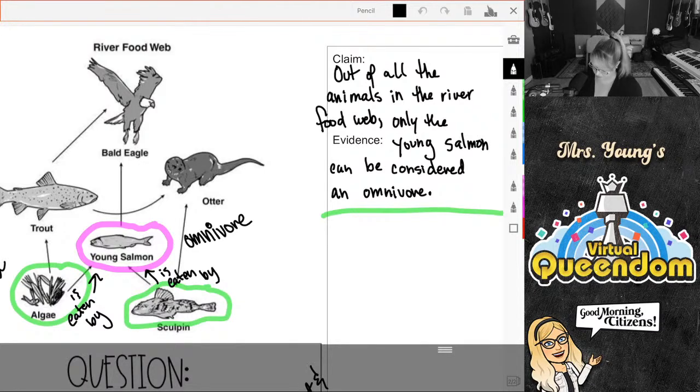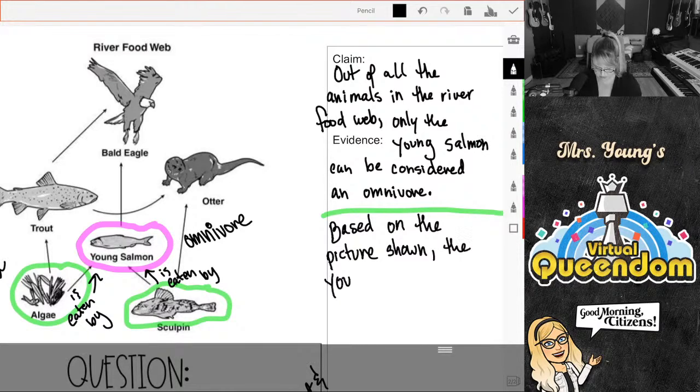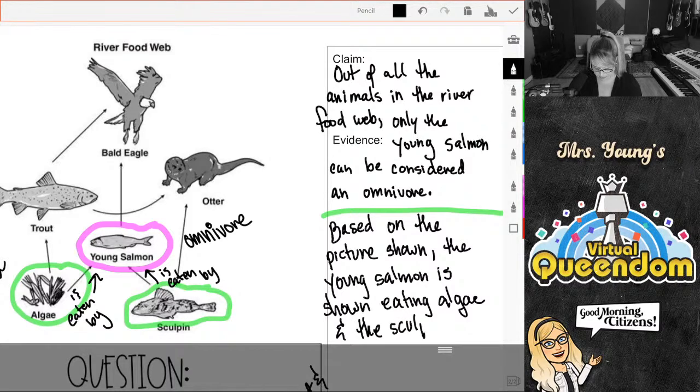Ooh, Ray, very good. So based on the pictures shown, the young salmon is shown eating algae and the sculpin. Yes, you can do that too. The arrows in the food web show the algae and the sculpin being eaten by the salmon.